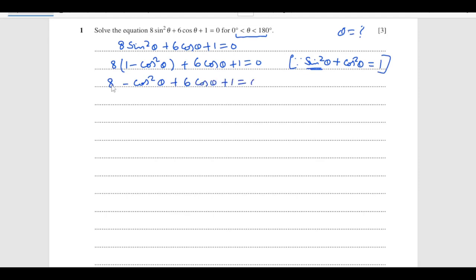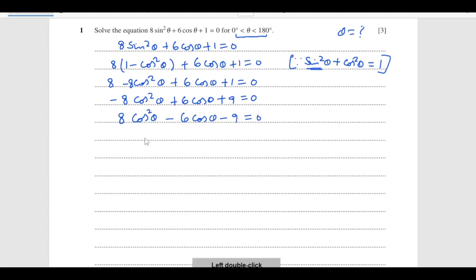So this will turn into now the quadratic. So negative 8 cos squared theta plus 6 cos theta plus 9 is equal to 0, right. So we have to multiply the whole equation by negative 1 to make this the positive sign. So this is 8 cos squared theta minus 6 cos theta minus 9 is equal to 0. From here either you can use the quadratic formula or you can use factorization. So I am using factorization here.